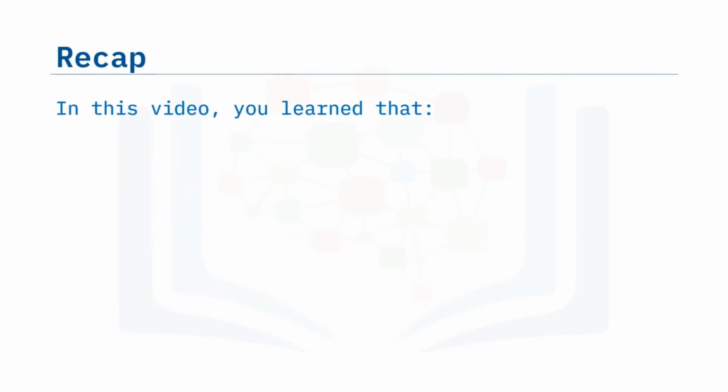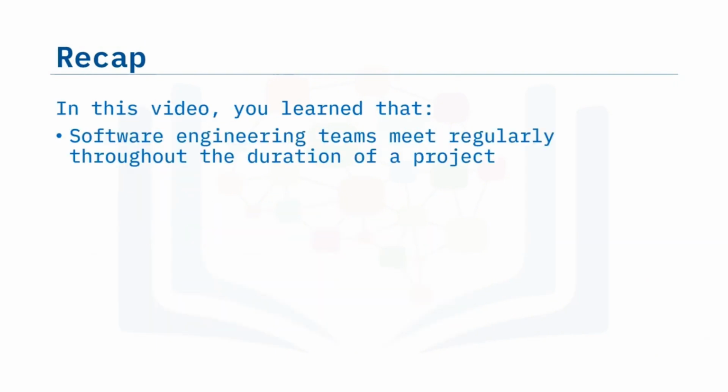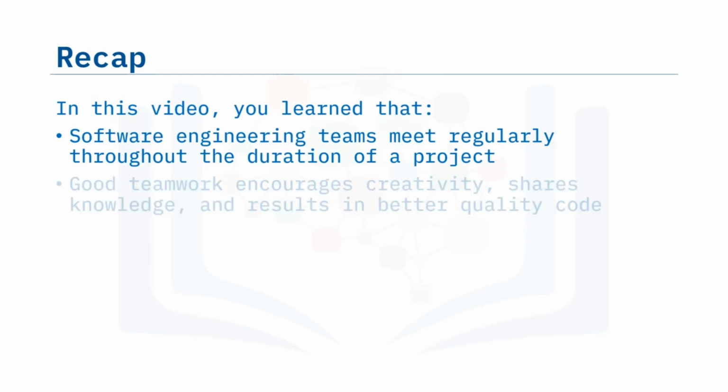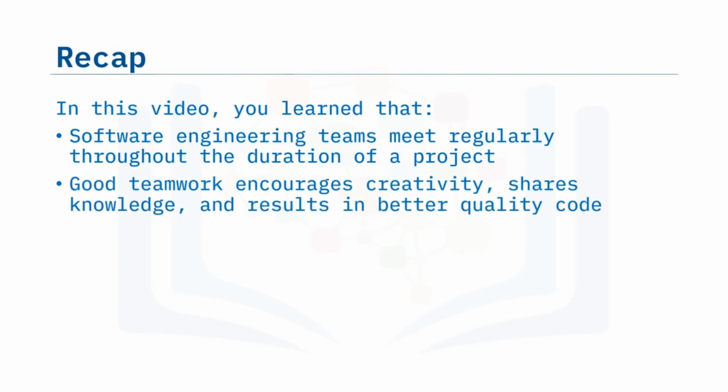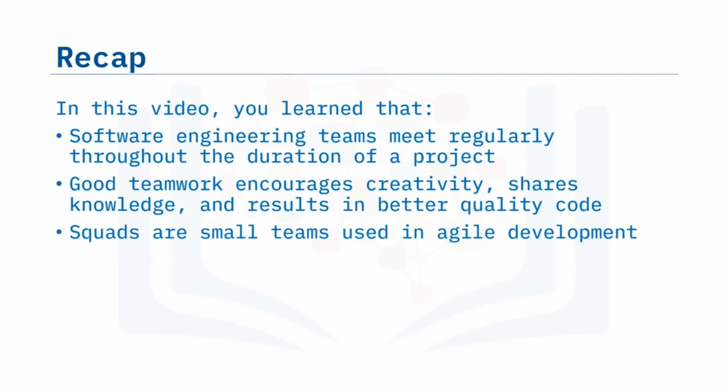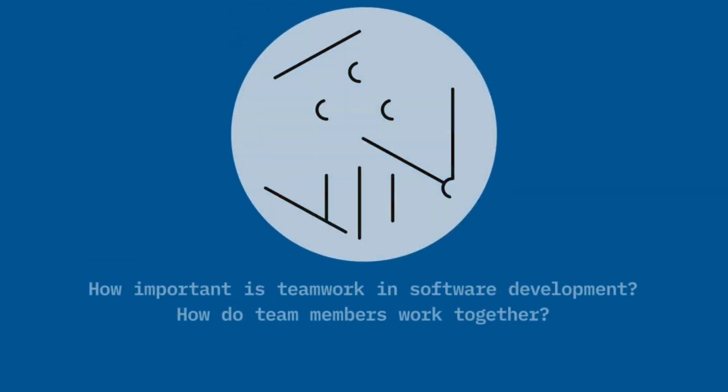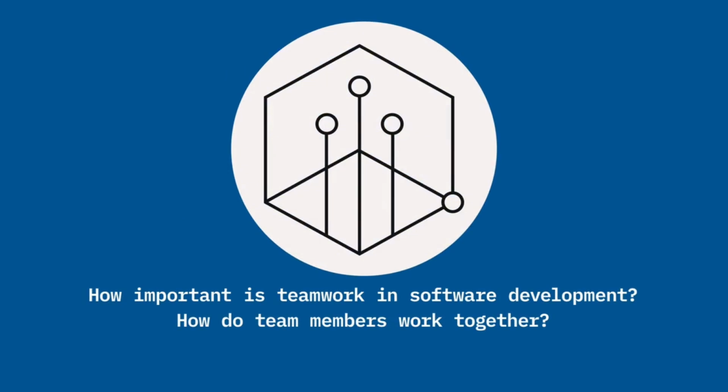In this video, you learned that software engineering teams meet regularly throughout the duration of a project. Good teamwork encourages creativity, shares knowledge, and results in better quality code. And squads are small teams used in agile development. In the next video, we will hear from experts discussing how teamwork is important in software development and how teams work together.